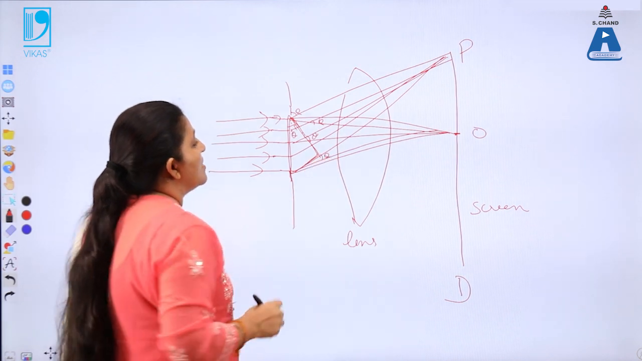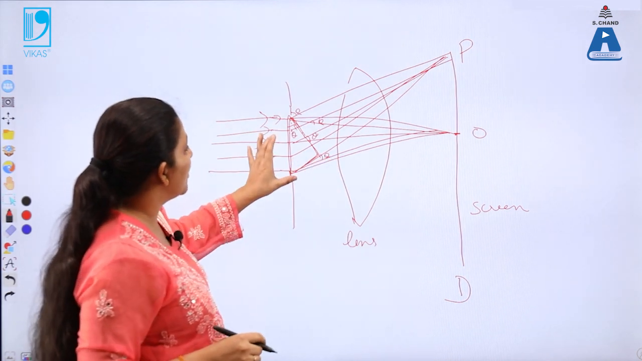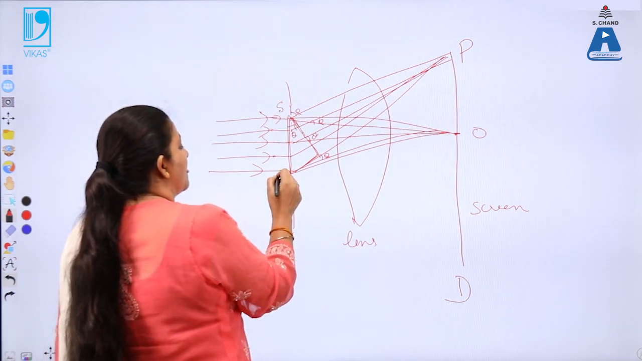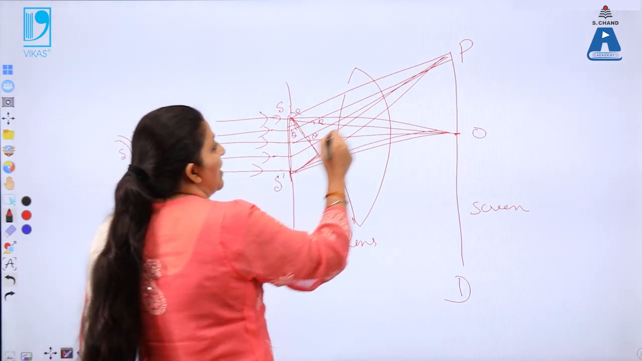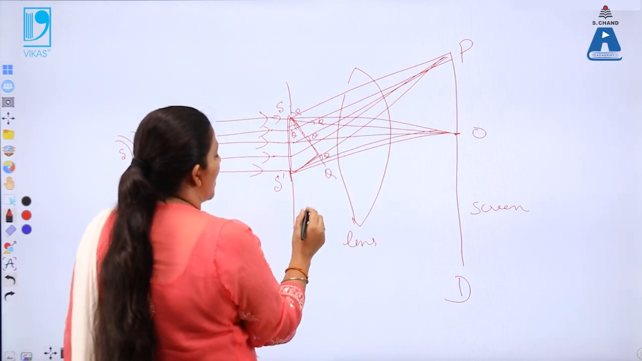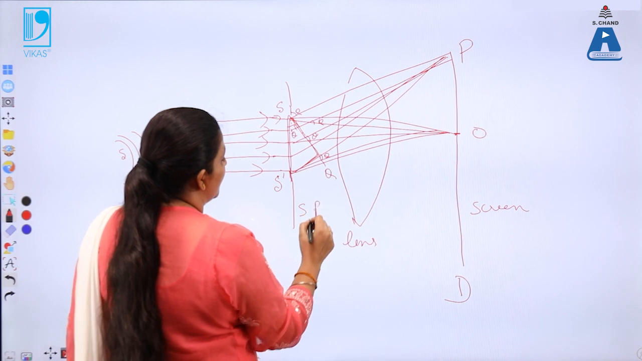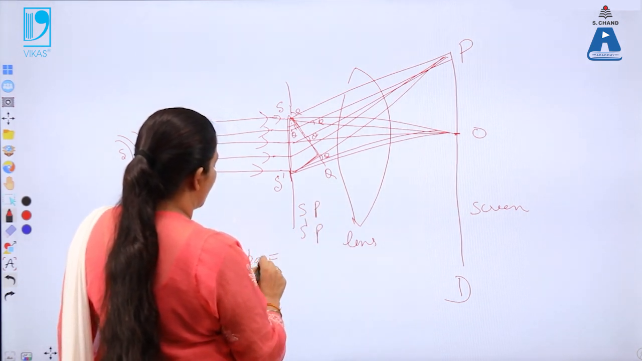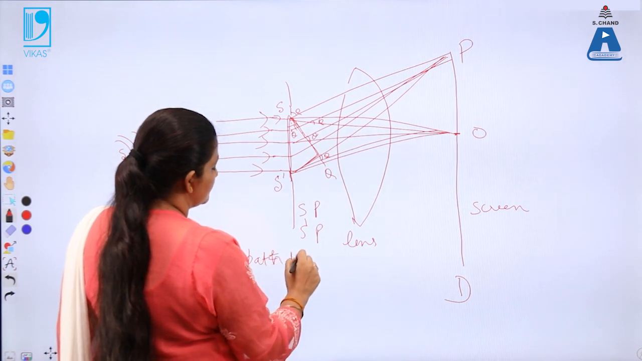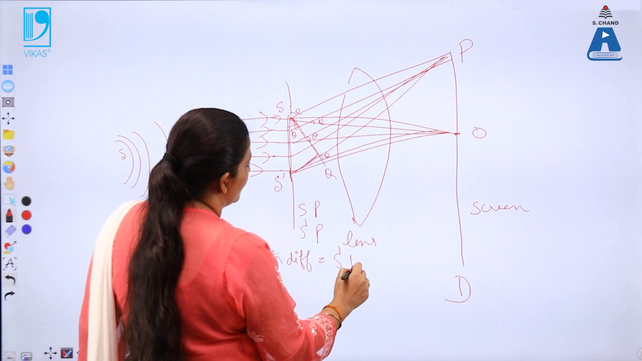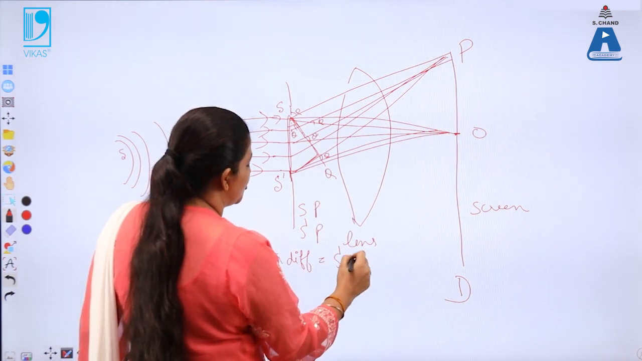So now the path difference, if we are taking the last two rays, where this is a point S, this is a point S dash, that is a point P, and this is a point Q over here, then the path difference between SP and S dash P, the path difference between these two rays, is equal to S dash Q.